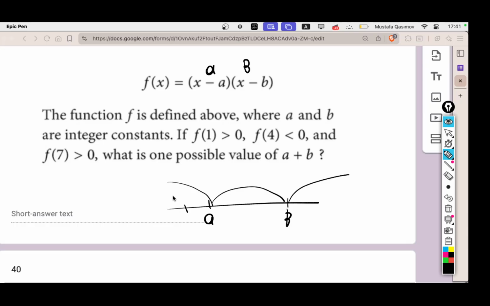Okay, how to find its roots? D is equal to b squared minus 4ac. Then x1 is equal to negative b plus square root of d over 2a. Do you remember this formula? Yes. Okay, great.